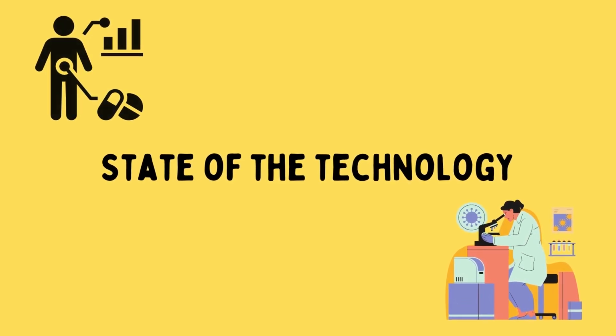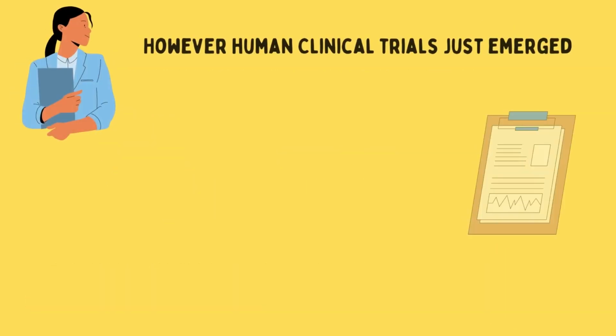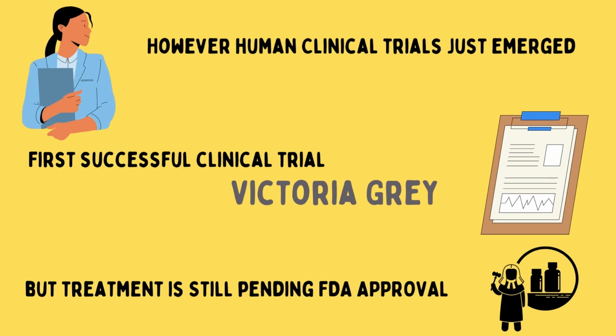Now that we understand the treatment, what stage is it at right now? Most completed trials have been preclinical and have only been conducted in mice test subjects. While mice are a good test subject to imitate the human blood system, they do not fully replicate it, which makes the technology yet to fully apply to human subjects.